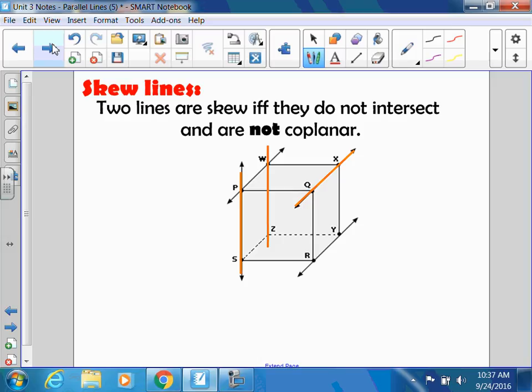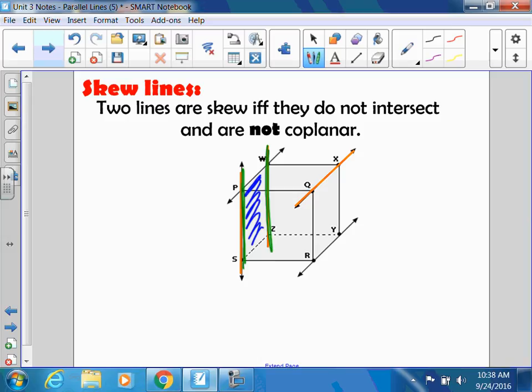Skew lines. Two lines are skew if they do not intersect and are not coplanar. We know if two lines do not intersect, usually they're parallel. Like if we focus on SP and WZ, those lines do not intersect, but they are on the same plane, this plane on the outside right here. They do run parallel to each other. They're never going to intersect, but they're on the same plane.